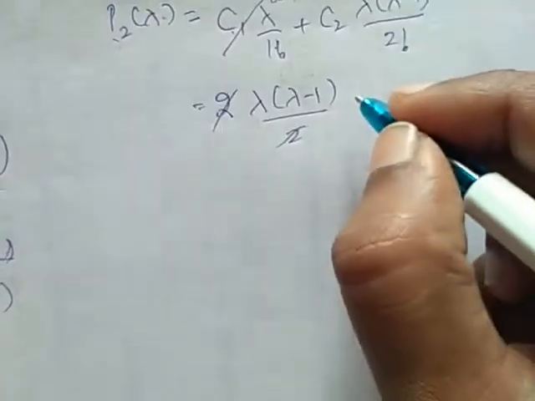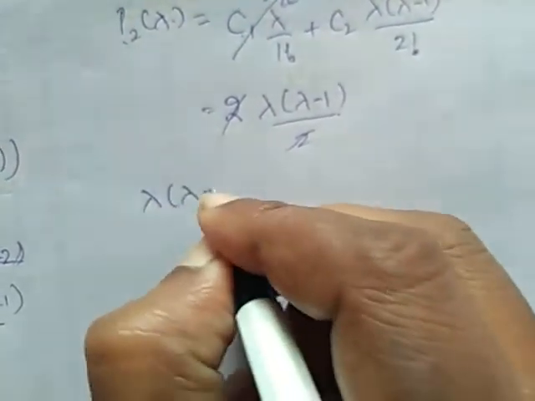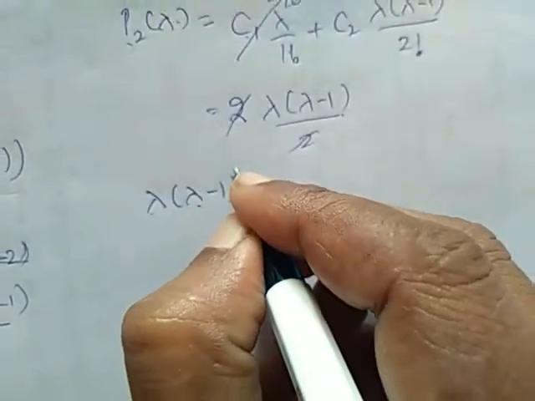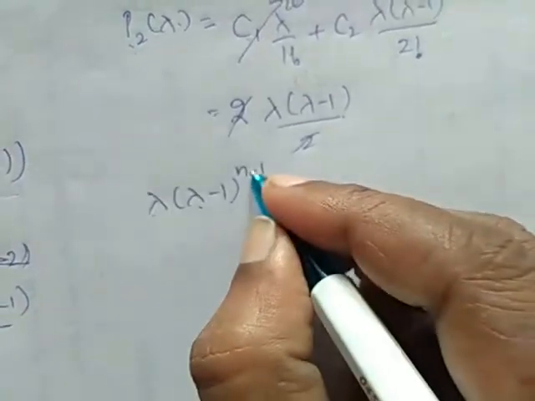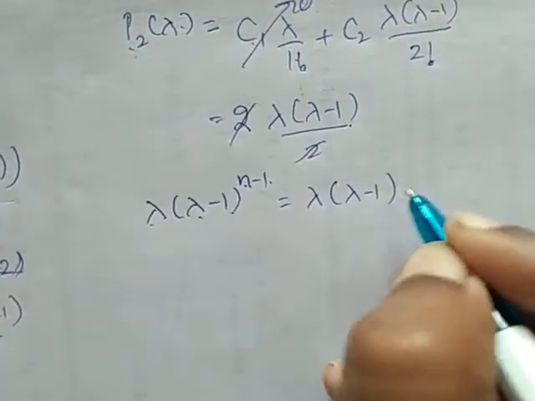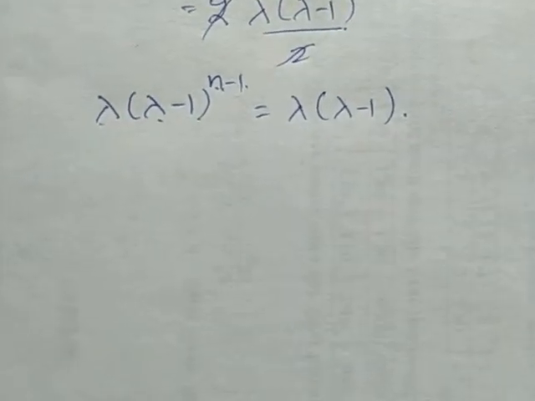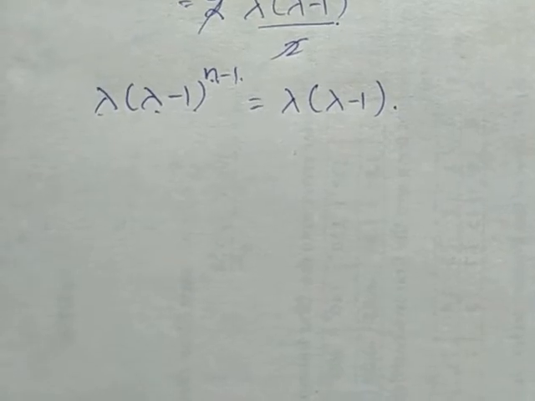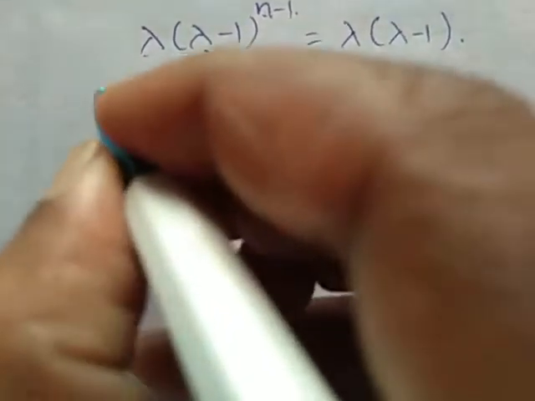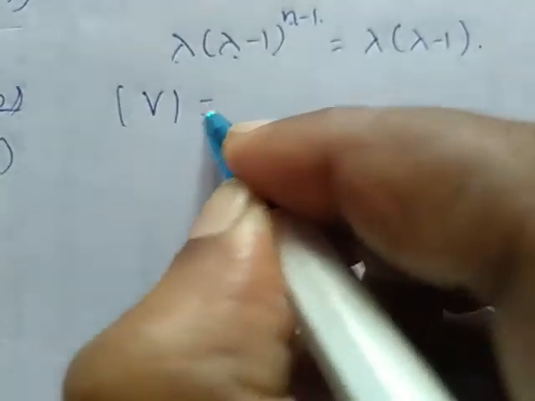So P2 of lambda is lambda into lambda minus 1. What is our theorem? When it is 3, it should be lambda minus 1 to the power n minus 1. N minus 1 is 2 minus 1 because n is 2, therefore lambda minus 1. So when n is 2, again this statement is true. Now we have to assume the statement is true for k. So we are assuming that this statement is true when we have a graph with k vertices. Using this result, we are going to prove it for k plus 1.